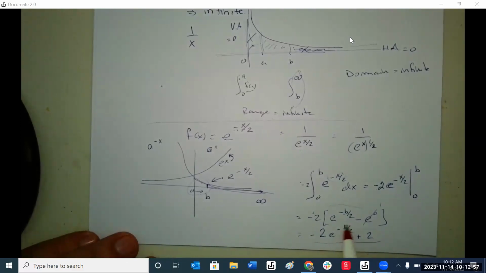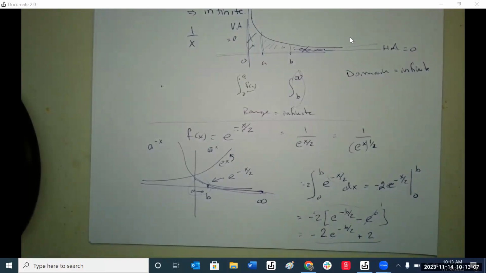Now, again, as b goes to infinity, this goes to 0. So all we have left is 2. So again, we will have a finite limit as we start looking at these.